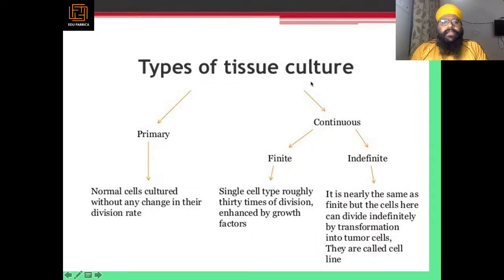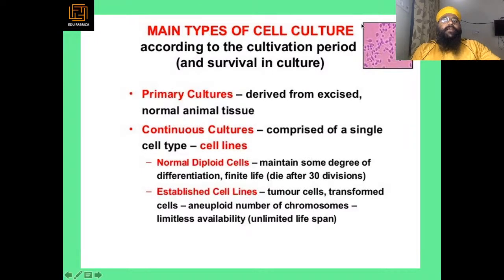Then types of tissue culture. One is primary, one is continuous. Primary is a normal cell culture without any change in the division rate. Continuous is finite and indefinite. Finite is roughly 30 times of division, and indefinite is nearly the same as finite, but the cells can divide indefinitely by transformation into tumor cells, and they are called cell lines. So these are the main types of cell culture.